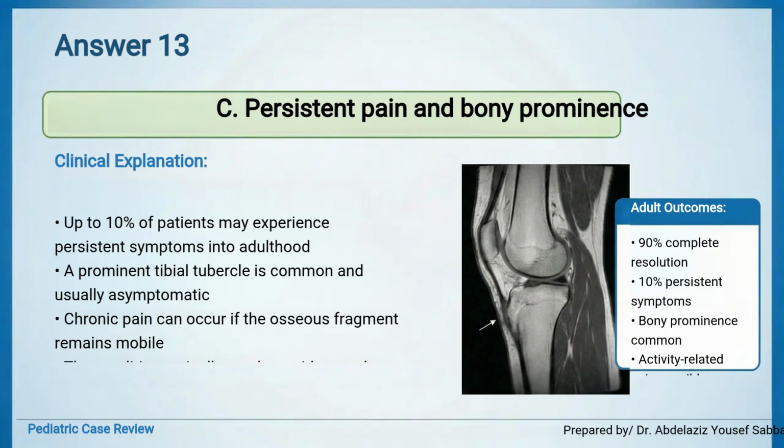While the majority of patients, approximately 90%, experience complete resolution of symptoms with skeletal maturity, up to 10% of patients may experience persistent symptoms into adulthood. A prominent tibial tubercle is a common long-term finding and is usually asymptomatic, though it may cause cosmetic concern. Chronic pain can occur if the osseous fragment remains mobile rather than fusing completely.